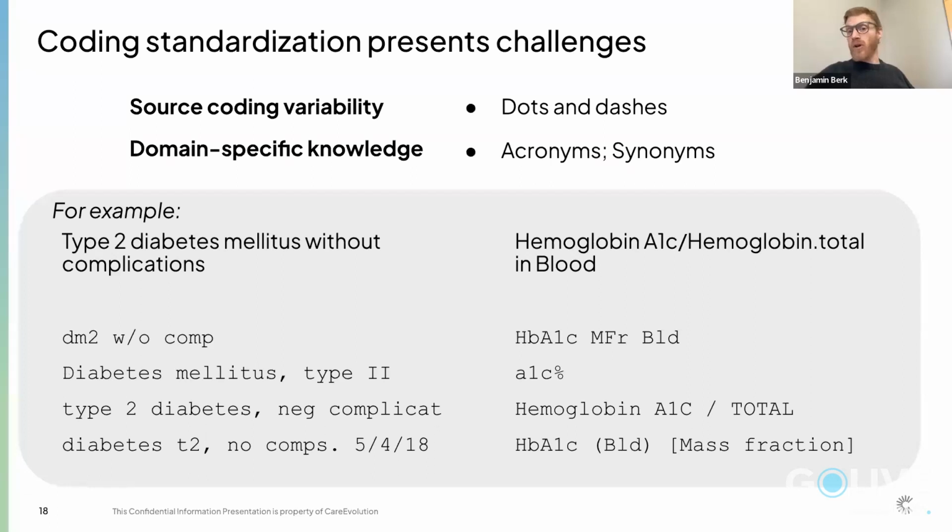There's also, when we're looking at the text, a bunch of domain-specific knowledge. So we might have DM2 without complications. We need to be able to take those acronyms and know what they mean. Is the 2 a 2 or is it a Roman numeral? Again, there may be additional text like a date or other kinds of things added on here that we need to either deal with or ignore, et cetera.